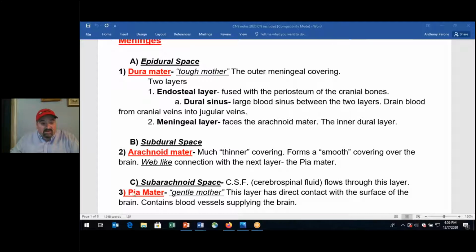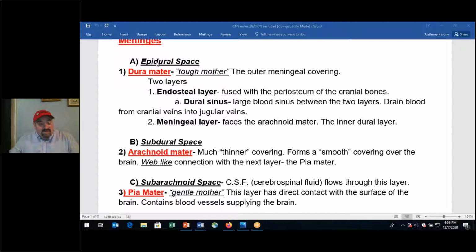The dura is the outer, the pia is the inner, the arachnoid is in between. And the arachnoid, when you think of arachnoid, you think of spiders, right? So web-like connection with the next layer, which would be the pia. Now, we see here as far as the spaces that are either outside of or between the layers. So the epidural space is outside of the dura. So when you have an epidural injection, this is outside of the meninges, outside of the dural covering, the dura mater. You'll see here the subdural space would be, right?